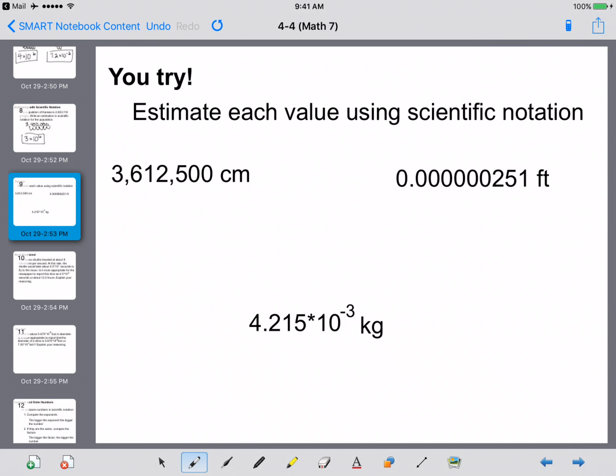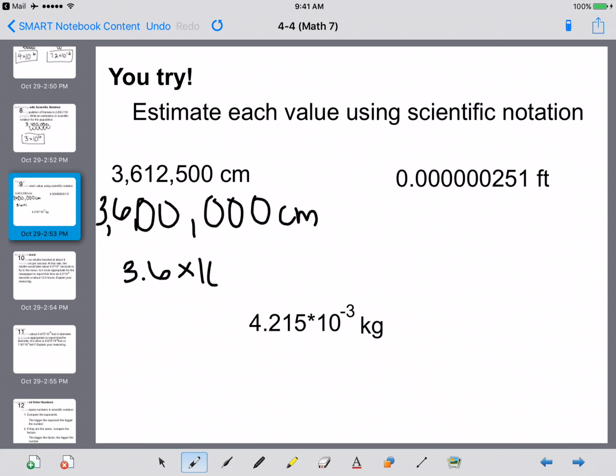So then here, I want you to try and do an estimation and then check back and see if you got what I got. So here, 3,612,500. We'll give it 3,600 because there isn't really a very pretty whole number to round that one to. So if I move my decimal, I'm going to need to have 3.6 times 10. It's a big number, so it's positive. I'm going to have to move it 1, 2, 3, 4, 5, 6 spaces. So 3.6 times 10 to the 6th centimeters. That's a lot.